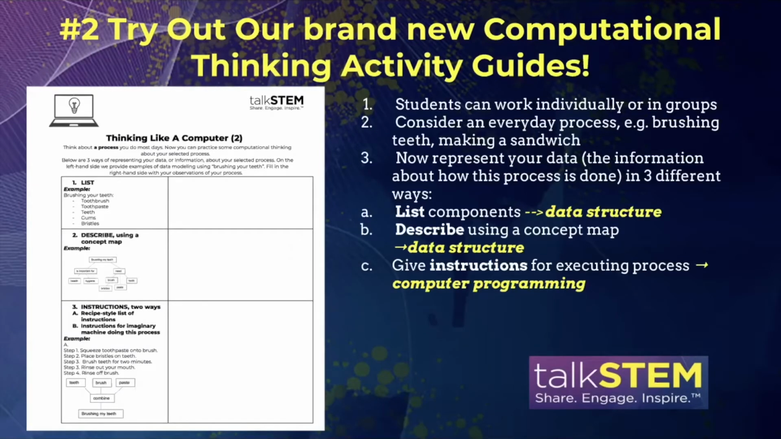So as you can see, if you use that as an example, the first way of representing data related to that process would be listing what you need. The second would be describing the process using a concept map. And the third, again, would be providing instructions in 2 ways. One is sort of a recipe style list of instructions. So step 1 through step 4 in this case.